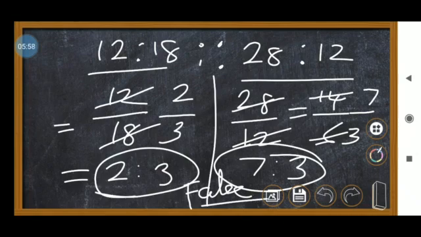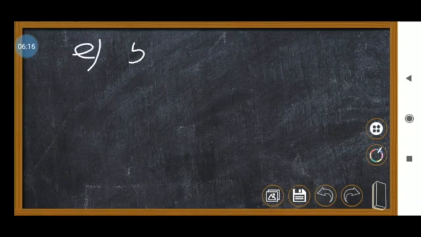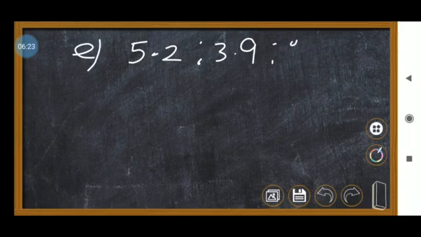Okay students, so we will move to the next problem. Question number 4, part E. I will solve that, and then you will understand. So E is 5.2, here they give a decimal point. 5.2 is to 3.9, double colon, that means the proportional symbol, is to 3 is to 4, so 3 is to 4.